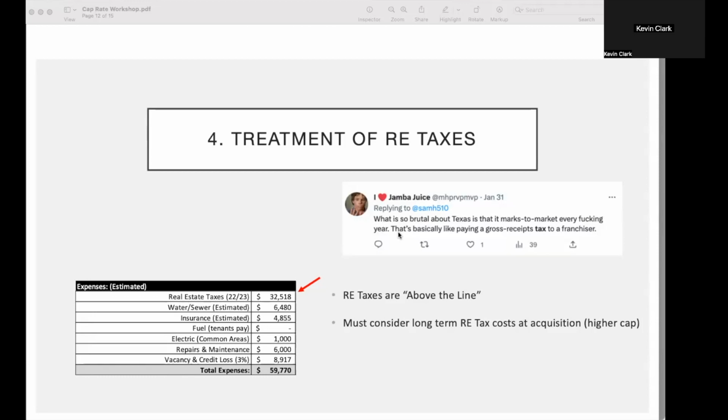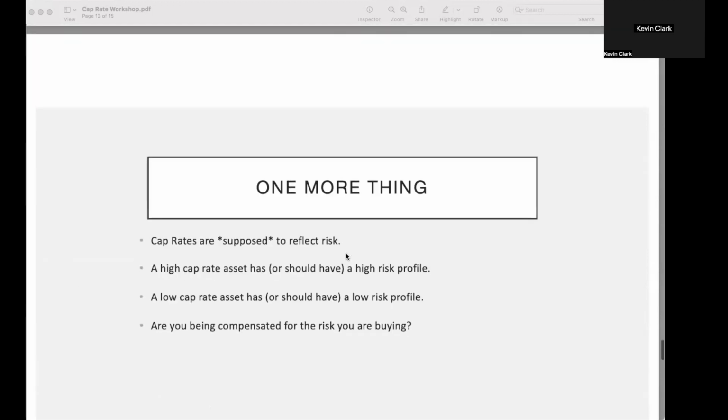Why is this important? It's because the long-term ownership of real estate means that every year you will face the potential of having significantly higher taxes from the year before. And real estate taxes are what we consider to be an above the line expense. It means they come out of income before we calculate NOI. So with the NOI number decreasing because of higher real estate taxes next year, it's going to potentially affect the future value of your assets. You have to factor that in when you are making an investment decision.